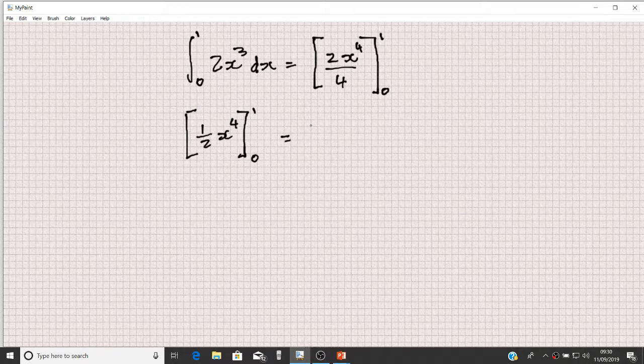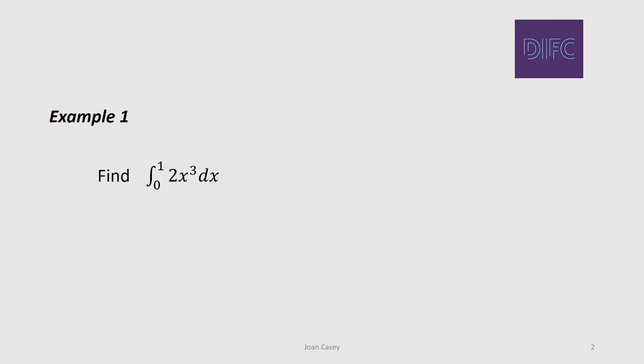So opening my round brackets is half times 1 to the power of 4, which we know is just 1, minus half times 0. So we end up with the final answer of 1 over 2, a half. Okay, so that's the first example. Let's take a look at another example.